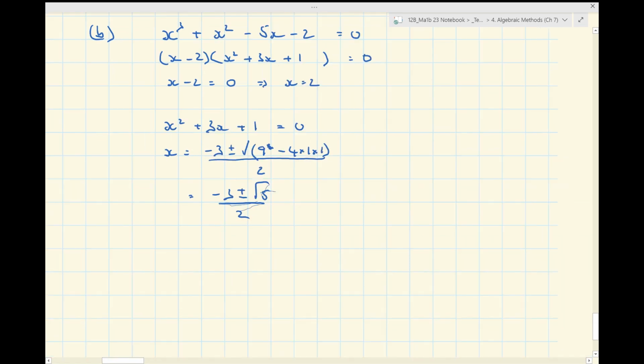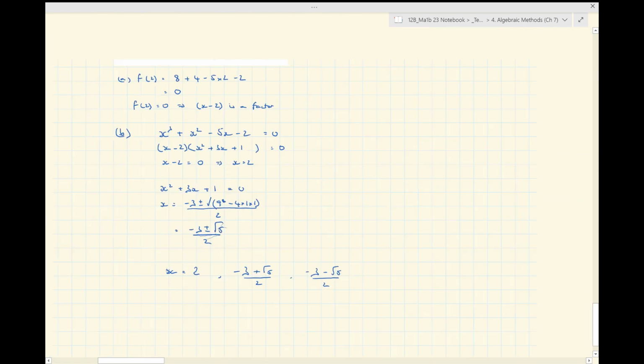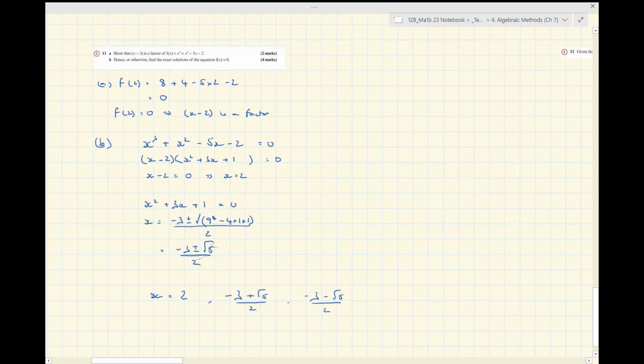So my solutions for this equation are that either x equals 2 or x equals minus 3 plus root 5 over 2 or minus 3 minus root 5 over 2. And that is question 11 complete.